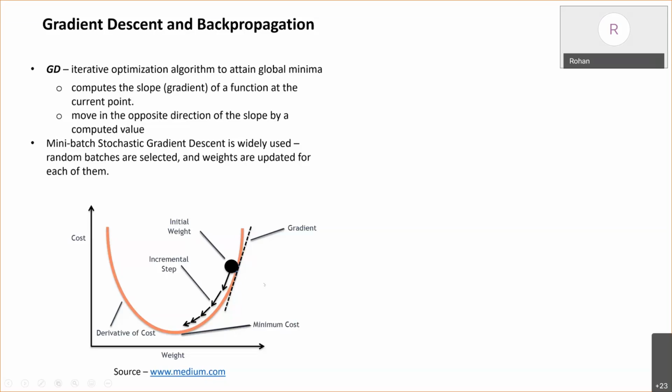So what we do here is we start with the black dot over here. We find the gradient at each step. We go in the opposite direction of the gradient by some value called the step, right? And this step will help us achieve the global minimum, right?